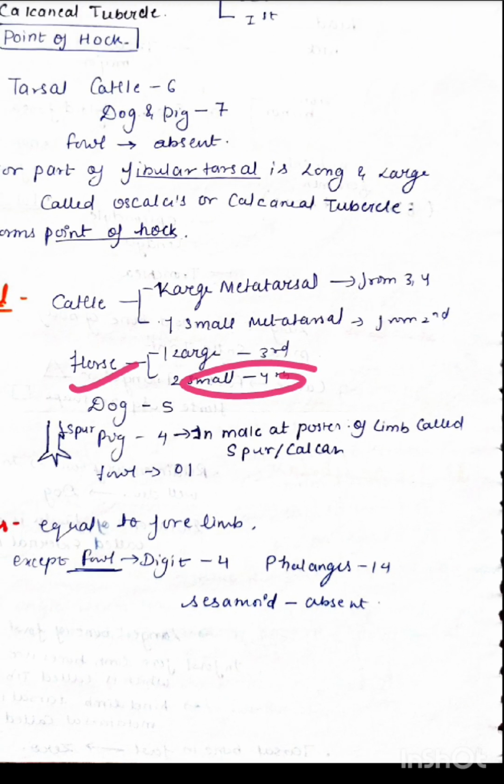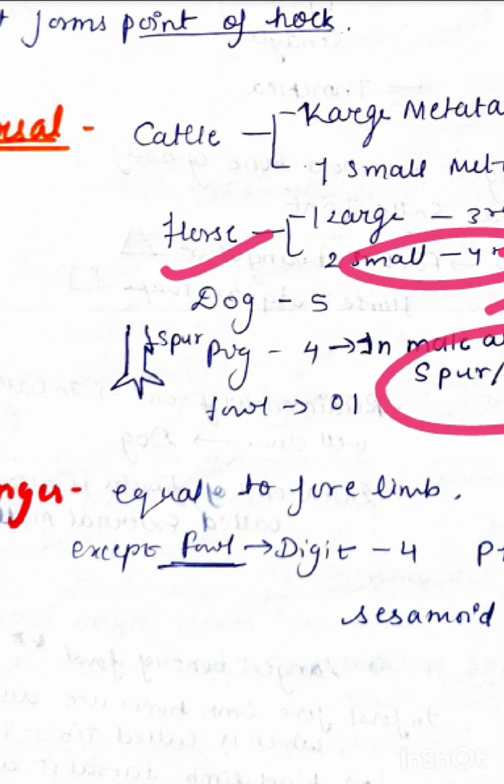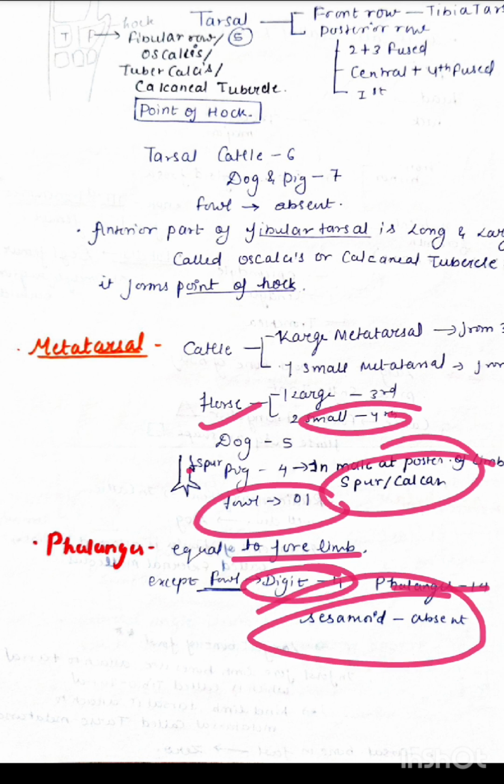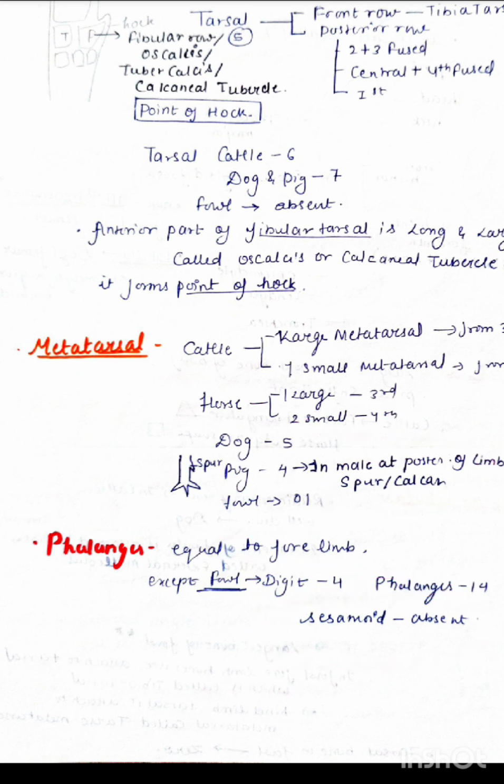In the male, at the posterior limb, it is called the spur or calcar, and this is how the limb of a fowl looks, so it is known as the spur, and in fowl the metatarsal is 1 in number. Now we come to the phalanges, which are equal to the forelimb, as we studied earlier. You can see it in the previous lecture, or previous part. I have already taught the phalanges. So it is equal to the forelimb, except that fowl have 4 digits and 14 phalanges, and sesamoids are normally absent. So this part is completed.